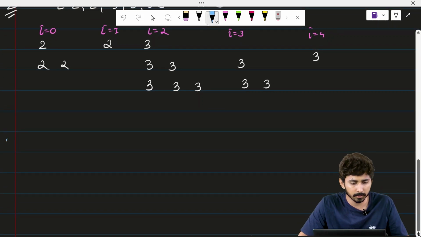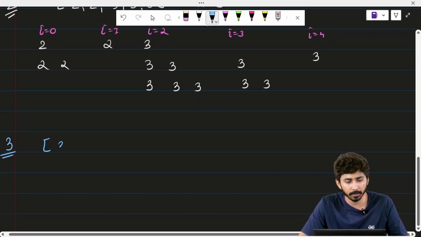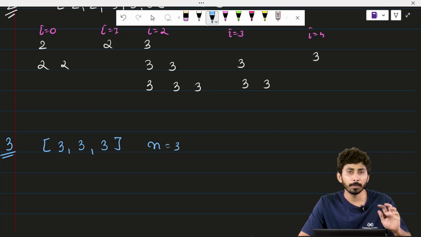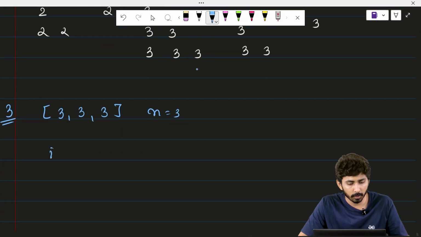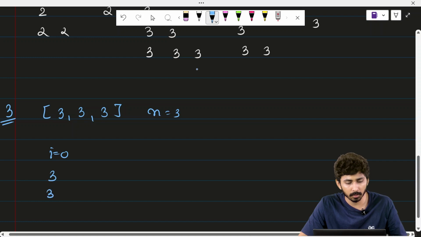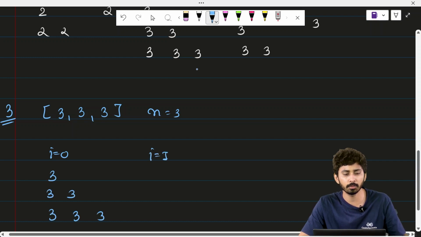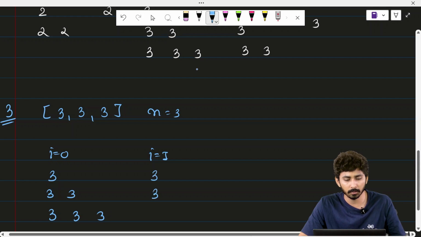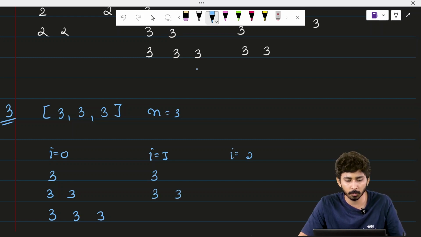I'll take an example. Let's take an array that contains all identical elements. Here n equals 3. How many subarrays will there be? For index number 0, I have 3, 3 3, and 3 3 3. For index number 1, how many subarrays will there be? I'll have 3 and 3 3. For index number 2, all the subarrays starting at index 2 with identical elements will be only this one.